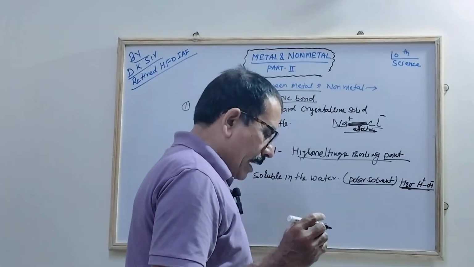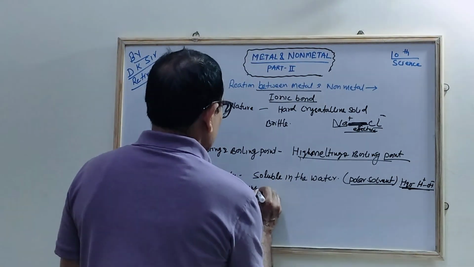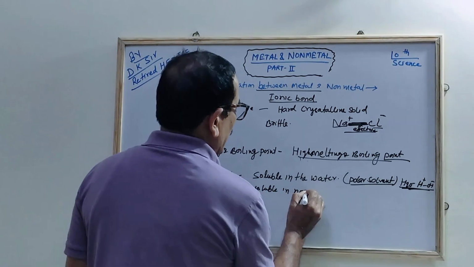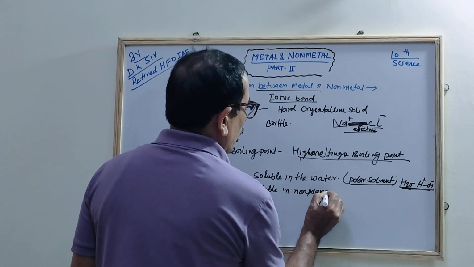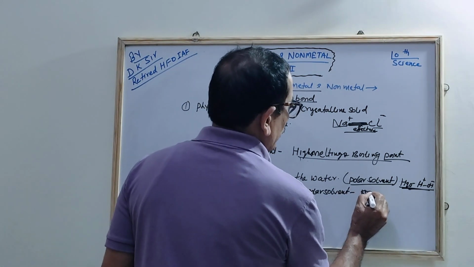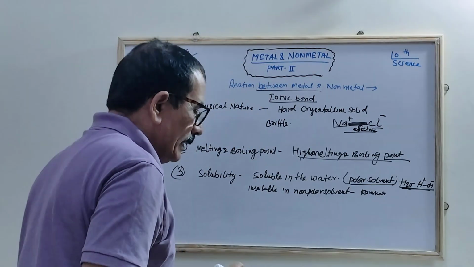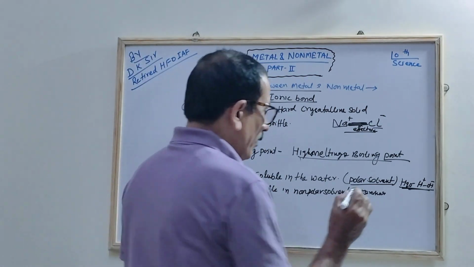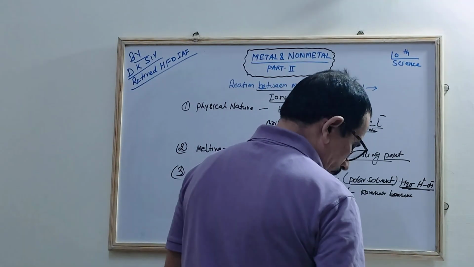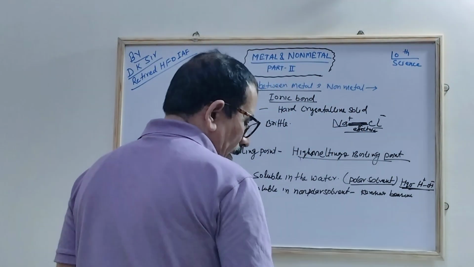And it is insoluble in non-polar solvent. So what is a non-polar solvent? The kerosene. The kerosene oil is a non-polar solvent. The benzene is a non-polar solvent, correct?